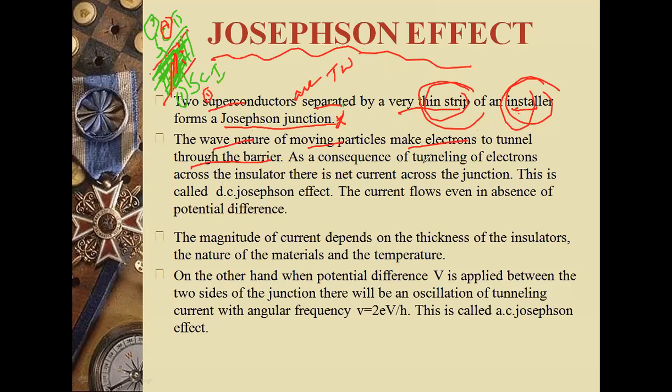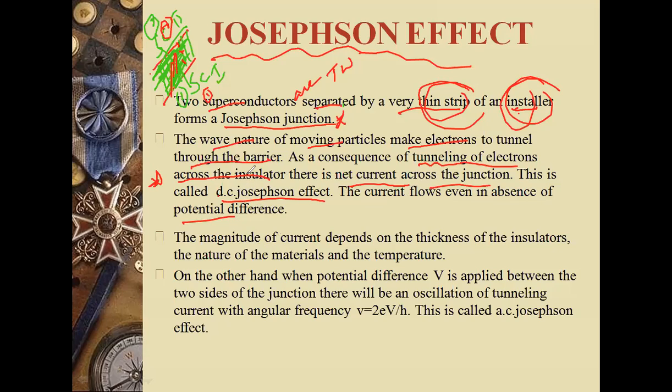So as a consequence of electrons tunneling across the insulator, there is a net current across the junction. This is called the DC Josephson effect. What is it called? DC Josephson effect. The current flows even in the absence of potential difference. Is it clear? Very, very important, a 4-mark question.